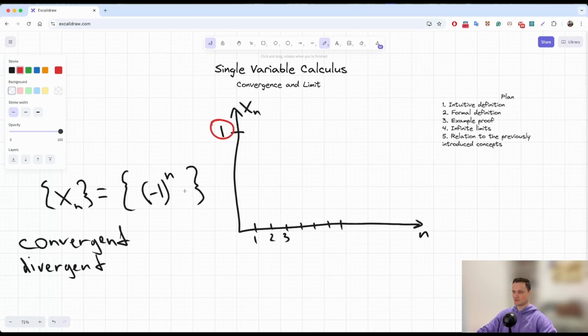Let's look at the sequence minus 1 to the power of n, so the first element will be minus 1, the second element will be 1, the third element will be minus 1, the fourth will be 1, and so on. This sequence oscillates between minus 1 and plus 1, never settling on a single value. So no real number can be its limit, and this sequence diverges.